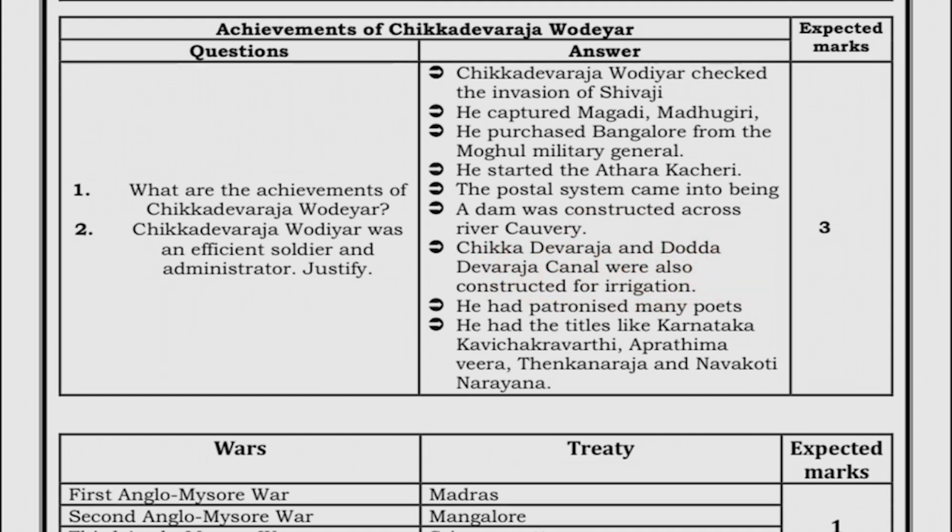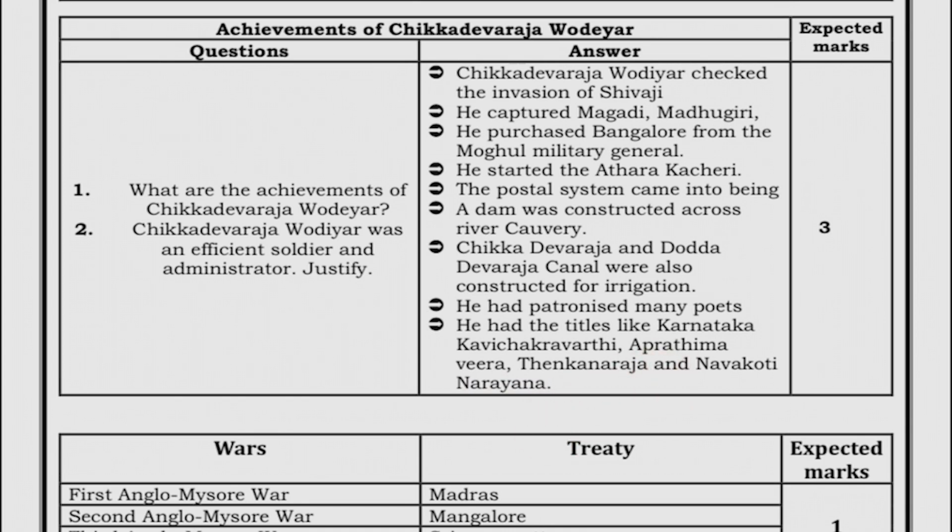Chikka Devaraja and Dodda Devaraja canals were also constructed for irrigation. He had patronized many poets. He had titles like Karnataka Kavi Chakravarti, Apratima Veera, Tenakana Raja and Navakoti Narayana.